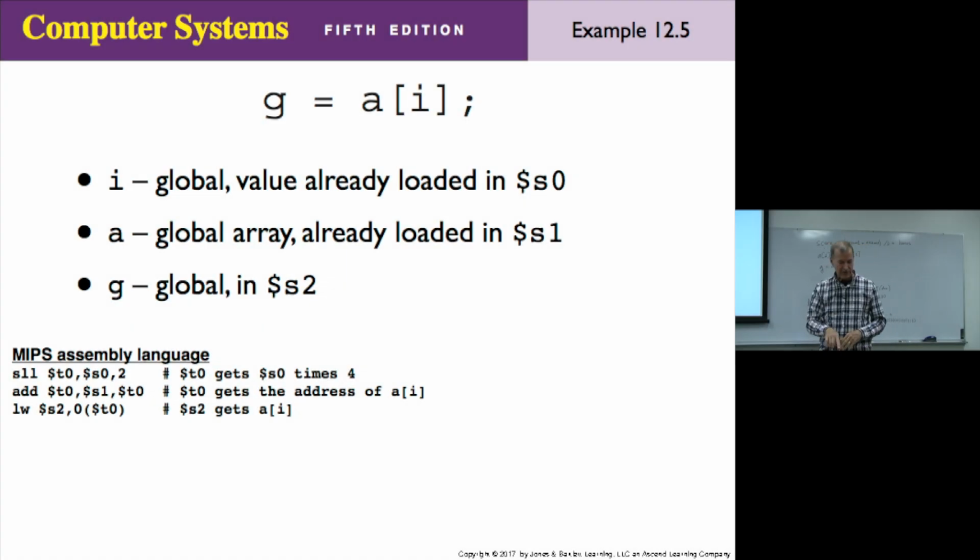And then load word actually takes S2 gets A sub I. And why do we have that 0 here? Whereas we had 12 in one case and we had 8 in the other case. Why do we have 0 there? Because we have calculated the offset. Do you see? So we add 0 to our calculated offset. We have calculated the offset dynamically according to the value of I. So that's G gets A sub I.